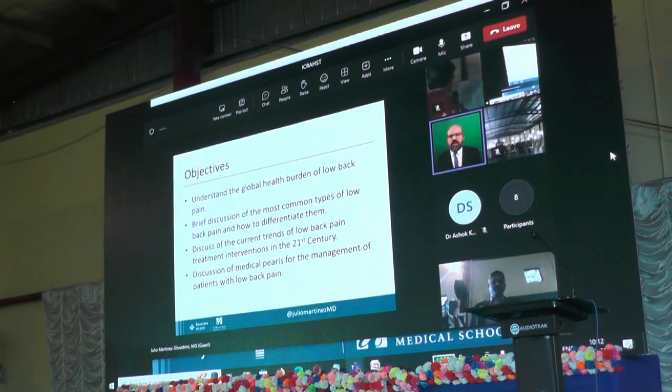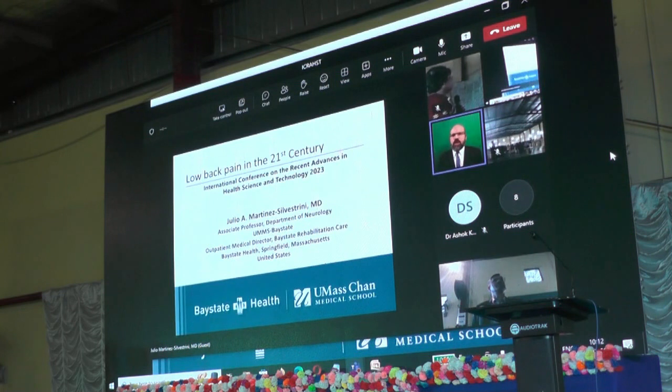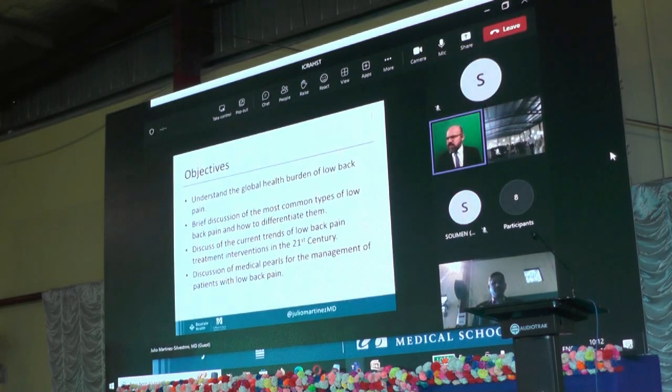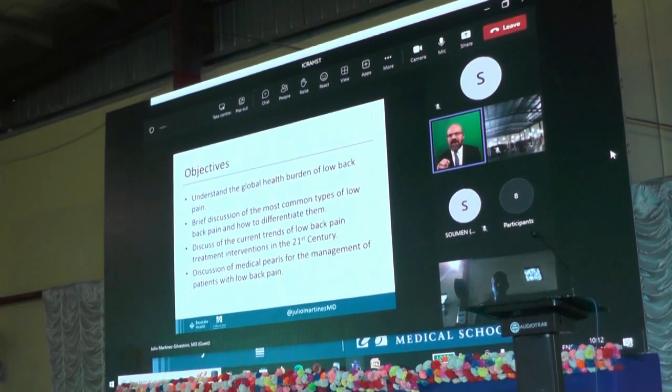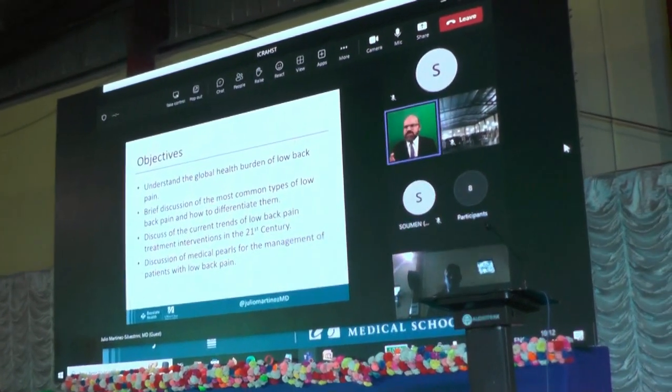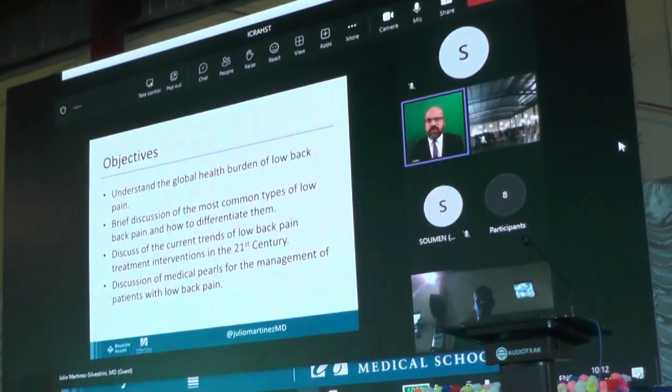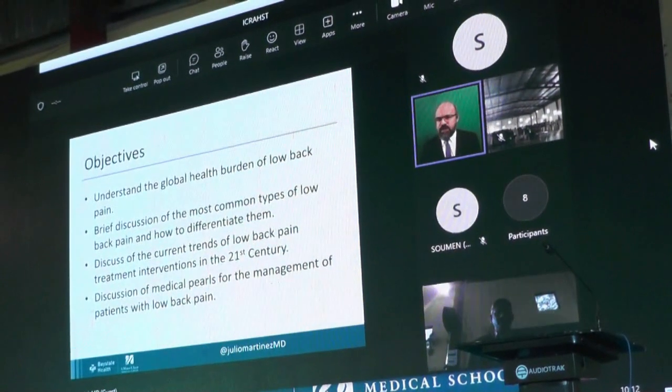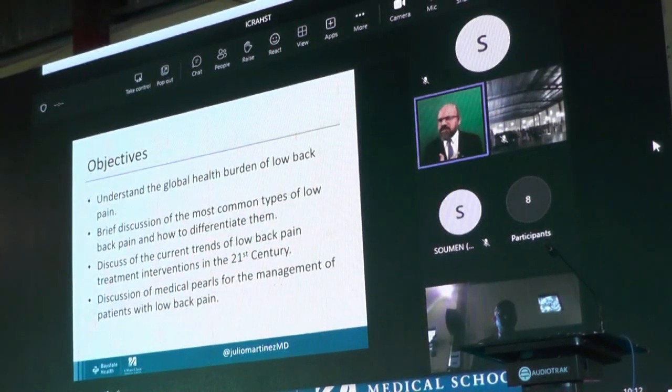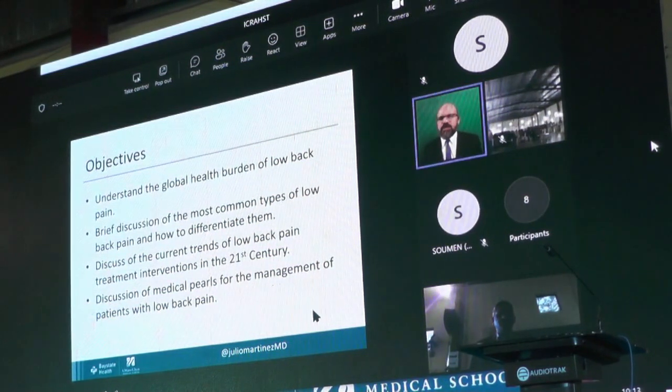So thank you again for the invitation. Today we will be discussing low back pain in the 21st century. We will discuss the global health burden of low back pain. We'll have a brief discussion of the most common types of low back pain and how to differentiate them. Now, I will not be discussing all possible causes of back pain. It's impossible to talk about all the causes of back pain in 40 minutes, so we'll focus on the ones that I see mostly in my office. We'll discuss the current trends of low back pain treatments in the 21st century, and I will share some of the experiences that I had and medical pearls that you can use if you see patients with back pain.